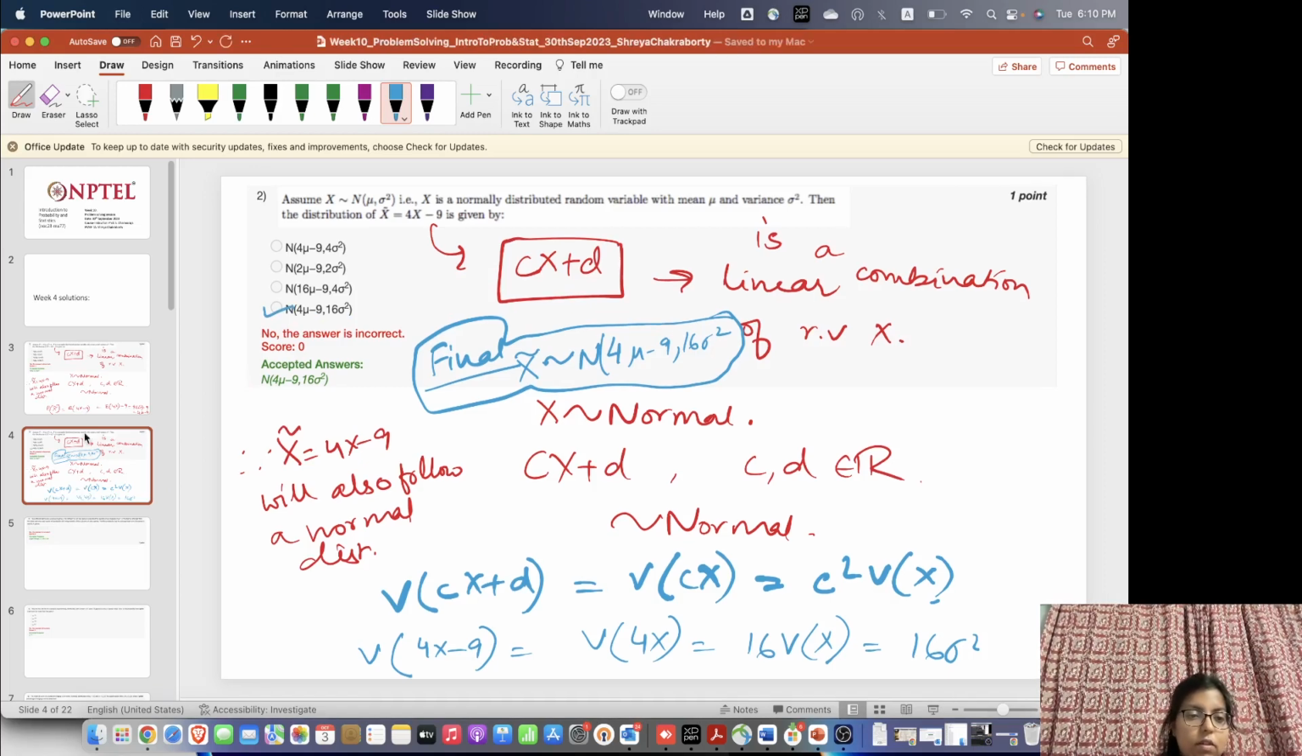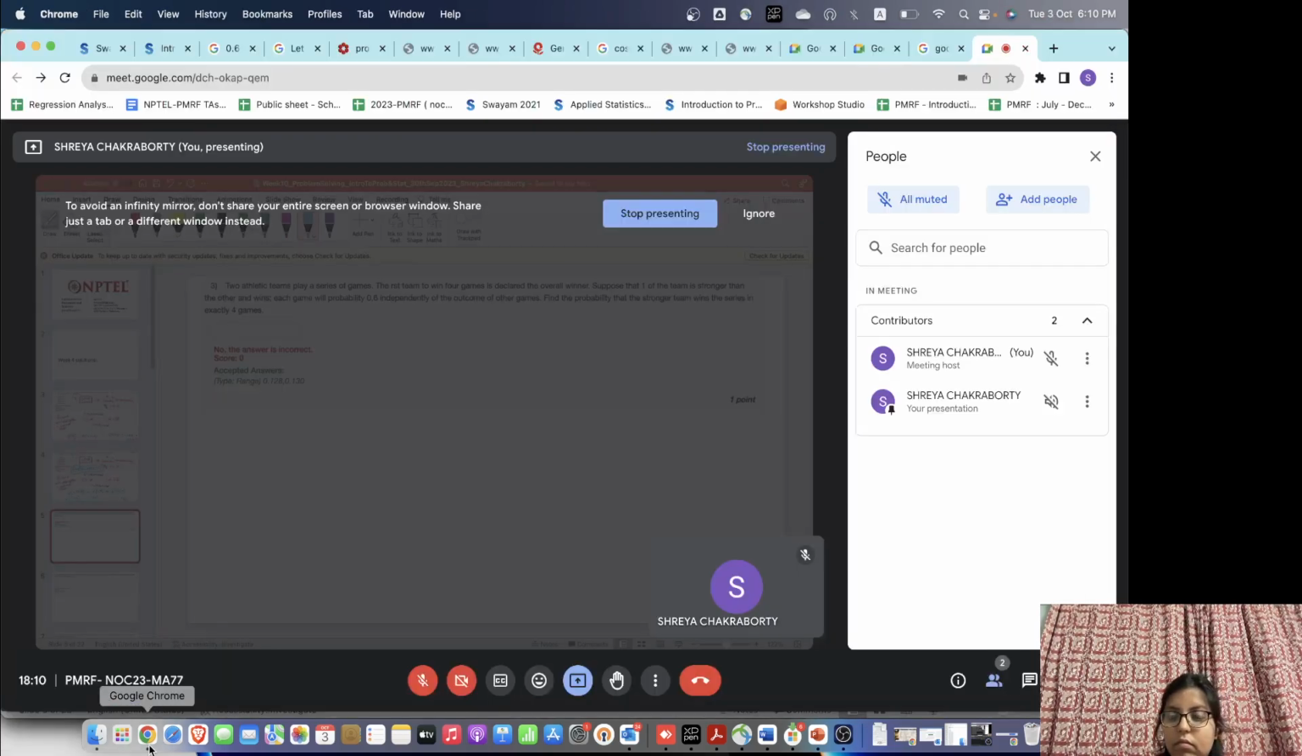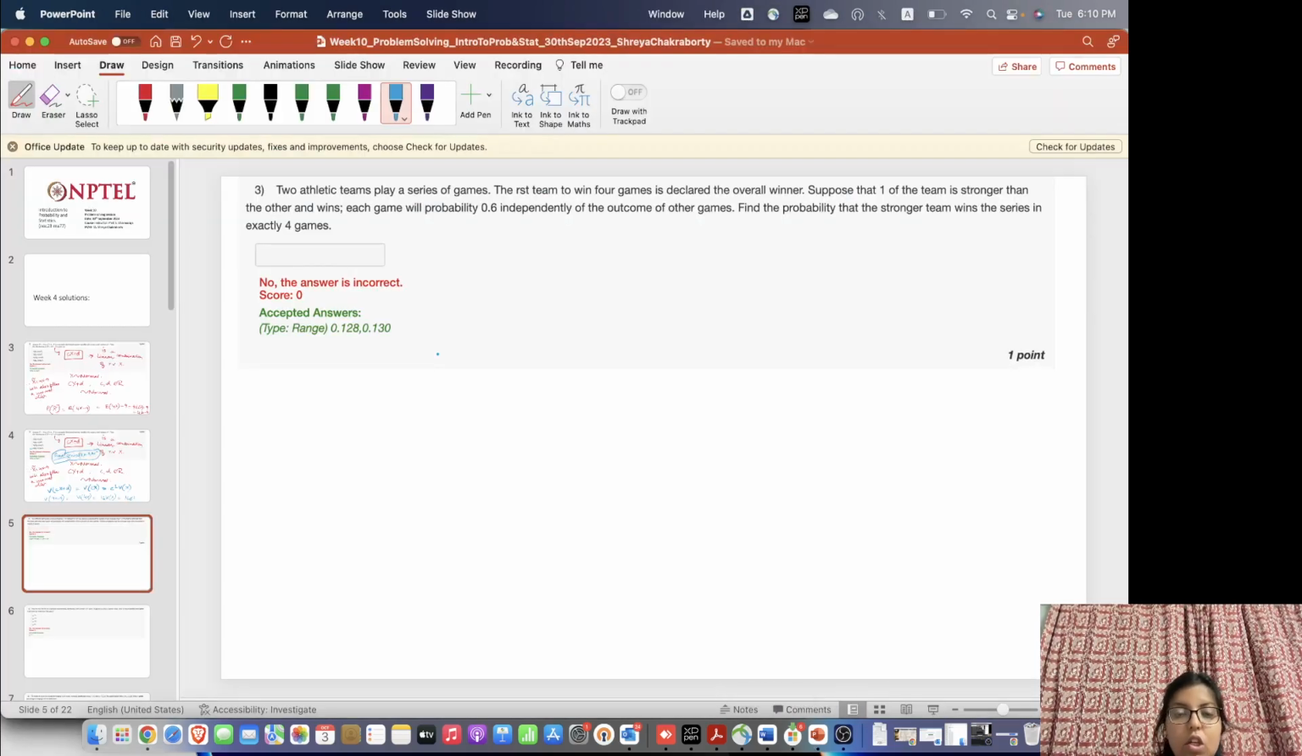Alright, so now we'll move on to the next one. So here they are saying two athletic teams play a series of games. The first team to win 4 games is declared the overall winner. Suppose one of the teams is stronger than the other and wins each game with probability 0.6 independently of the outcome of other games. Find the probability that the stronger team wins the series in exactly 4 games.